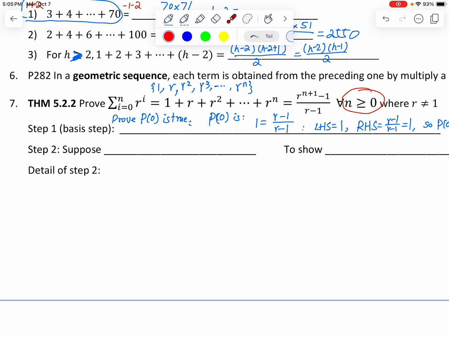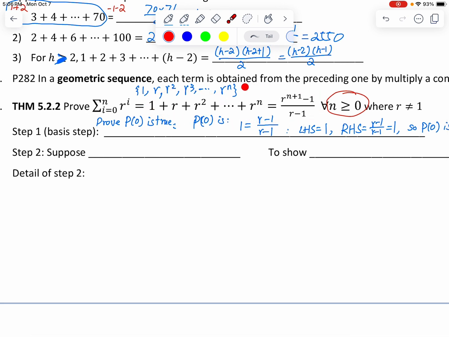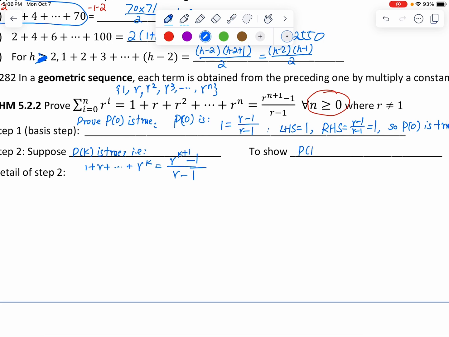Now, second step, you're going to assume this formula is true for k, which means you're going to suppose P(k) is true. That's what you assume. What are we assuming? We're assuming 1 plus r plus up to r to the k is equal to r to the k plus 1 minus 1 over r minus 1. This is what you assume. You don't prove it. You assume this is true. Now, what do you want to show? You want to show that P(k plus 1) is true.